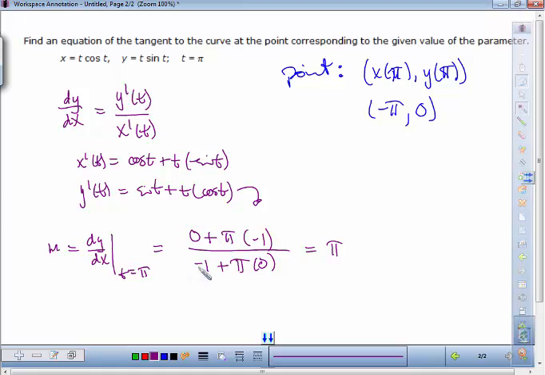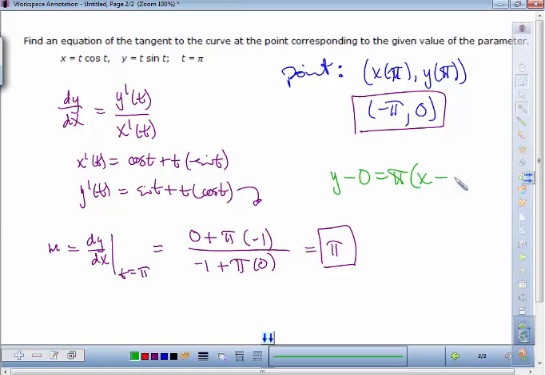So we got negative pi on top, -1 on the bottom, so I think it's just going to be pi. Right? So we have a point and a slope. So we're ready to put those two together to get our equation. y minus y1 is equal to the slope times x minus x1.